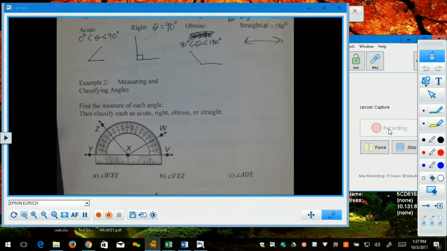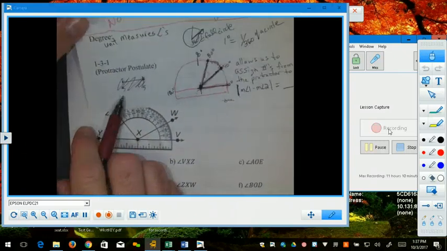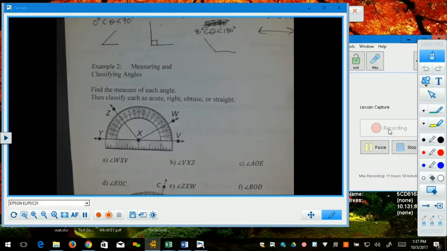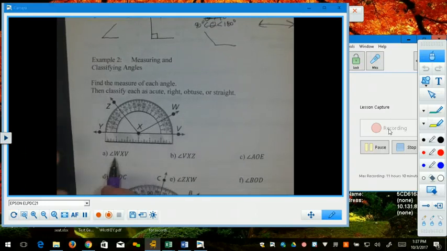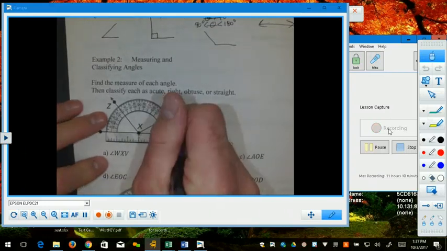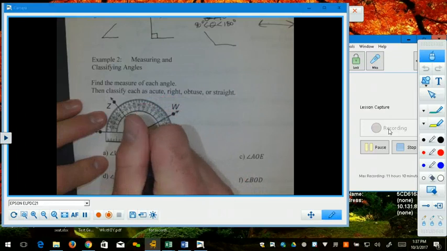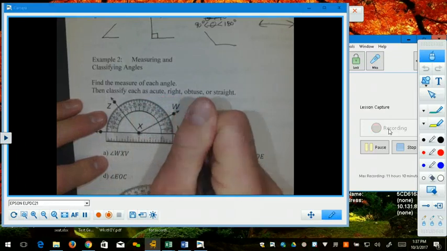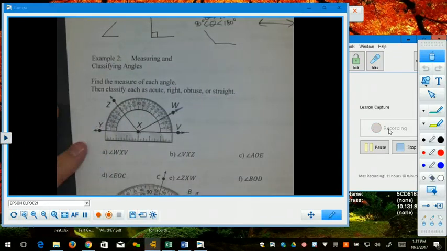All right, example 2. Measuring and classifying angles using the protractor postulate. So this says find the measure of each angle, then classify it as acute, right, obtuse, or straight. So the first angle we're looking at is WXV. WXV are those rays that I've outlined in purple.